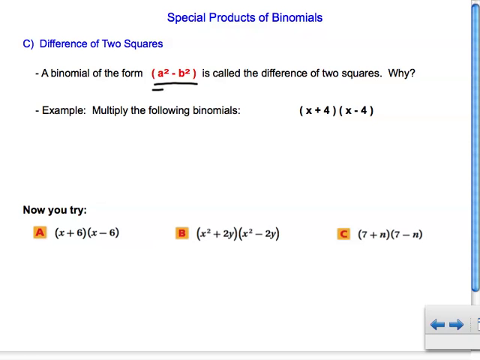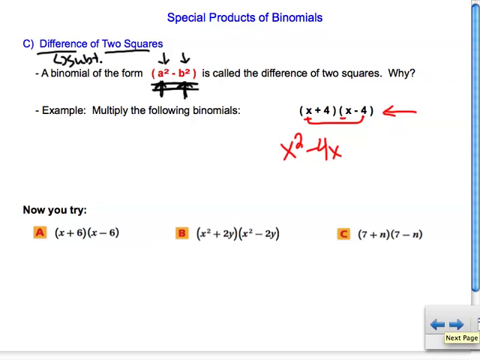The difference of 2 squares is obviously 2 terms, and it's a difference, so we must be talking about subtraction somewhere. And 2 squares means we're starting with one number that's the square of something, and we're subtracting from it another thing that comes from the square of something else. So let's see what happens when we FOIL these. If I were to FOIL this, I'm going to multiply it. The firsts are x squared, the outers minus 4x, the inners plus 4x, and the lasts minus 16.